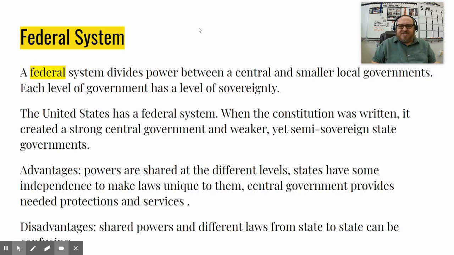Okay, the federal system. Federal system also has a central government, but then that central government also allows smaller governments, state, county, city governments to exist as well. So power is divided and divided somewhat equally. Each level of government also in a federal system has its own sovereignty. Okay, so the central government can make decisions without anybody telling it what to do, but then so can the smaller governments to a point. They are what we call semi-sovereign.